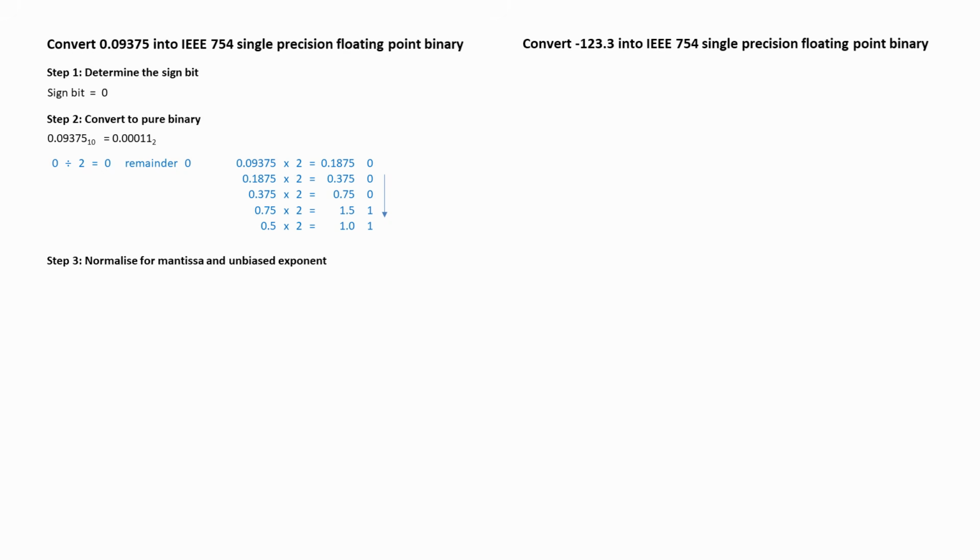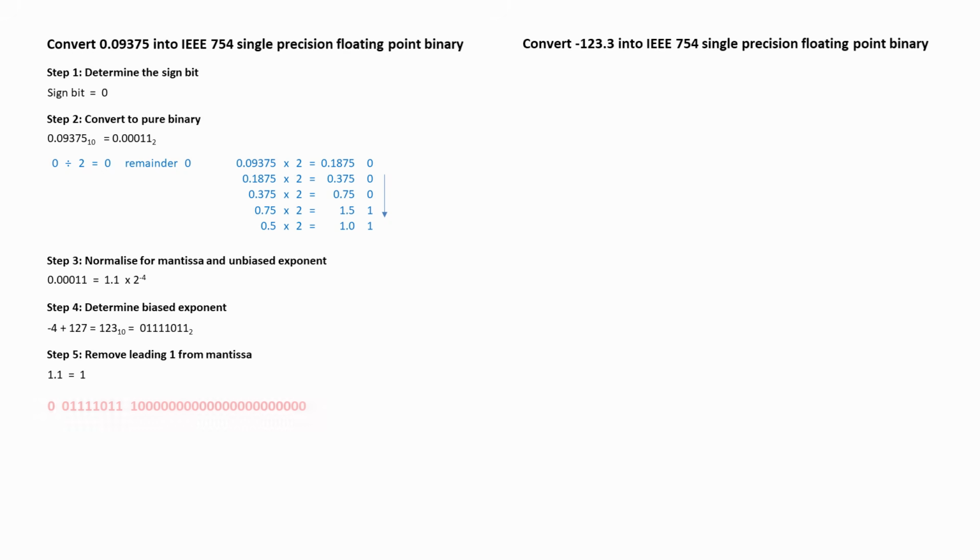Step 3 is to normalise so we can get the mantissa and the unbiased exponent. Our binary value becomes 1.1 times 2 to the minus 4. That's how many places to the left we'd have to move the binary point to get the original value. Now we determine the biased exponent. In this case, minus 4 plus 127. That's 123 in base 10, and when converted into 8-bit binary, we have the bit pattern you can see here. In step 5, remove the leading 1 from the mantissa. So we simply have 1. And finally, you can assemble the result. We've padded out the mantissa with zeros to make it up to 23 bits.